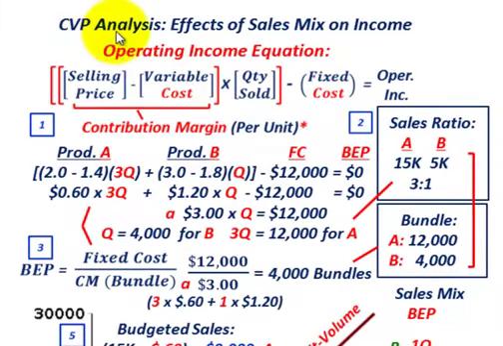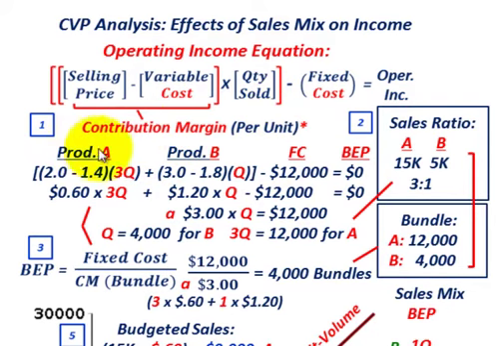What we're going to be going over here is cost-volume-profit analysis, where we're looking at the effects of sales mix on income. By sales mix, we mean that we're selling multiple products and grouping them together. We have to determine operating income on those multiple product sales, and we also have to allocate some fixed cost over those multiple products.